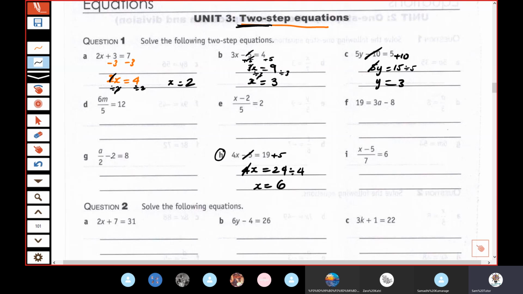This one here, I can see that it's a fraction, which is okay. I'm just going to add 2 to both sides, so plus 2. That means you're left with a over 2 equals 8 plus 2. And then again, how do I get rid of this division by 2? To get rid of it, you're going to times by 2, which is 20.